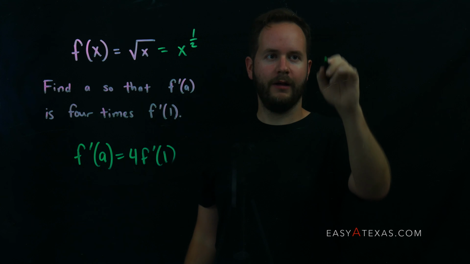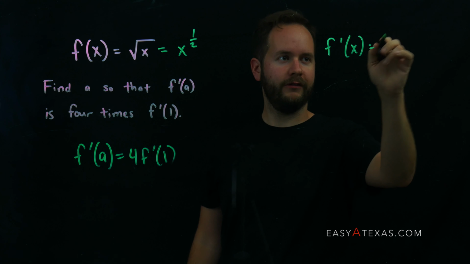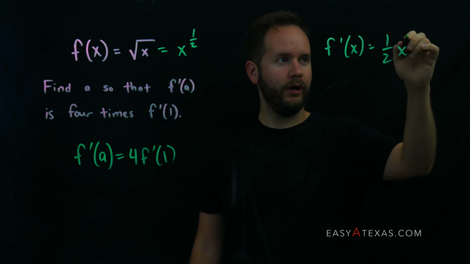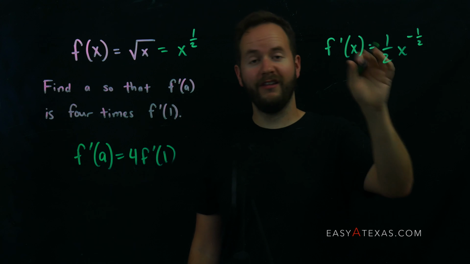That 1/2 is going to come down in front as a coefficient, like so, and then we reduce the power by 1, making it negative 1/2. So this is f prime of x.